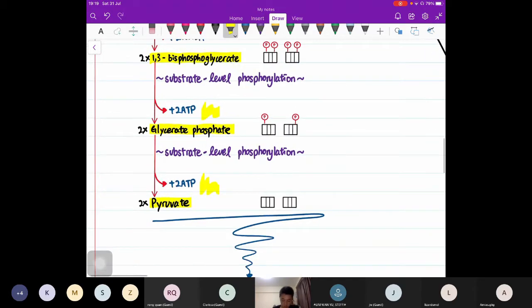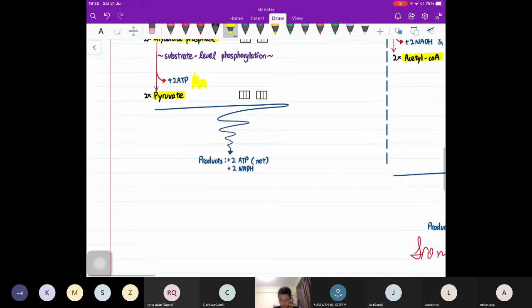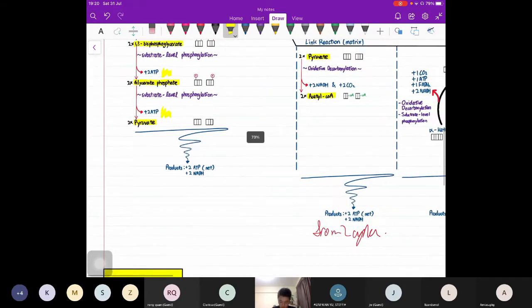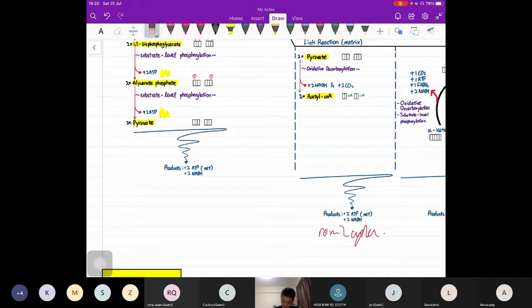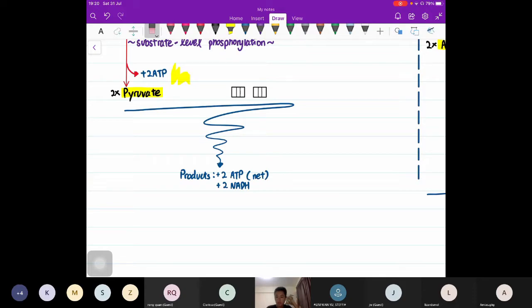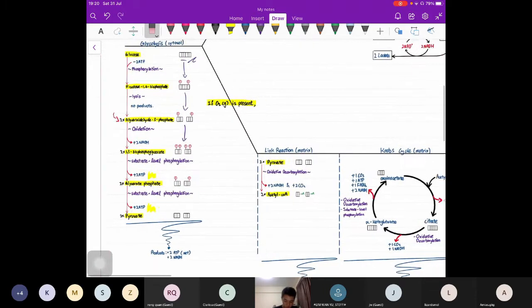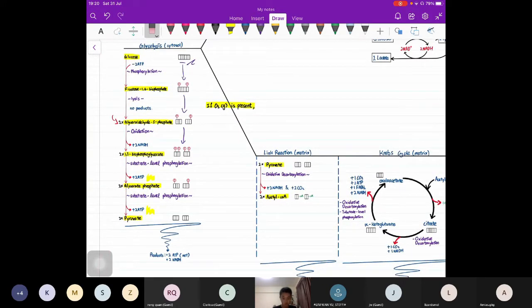And after glycerate phosphate undergoes substrate level phosphorylation, you get 2 times pyruvate, and again 2 times ATP is produced. So I've combined the products at the bottom for all the reactions, so later for link reaction and for Krebs cycles as well. If you want to, you can take a screenshot of the glycolysis portion.